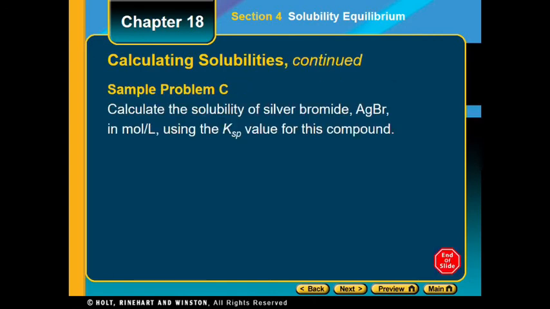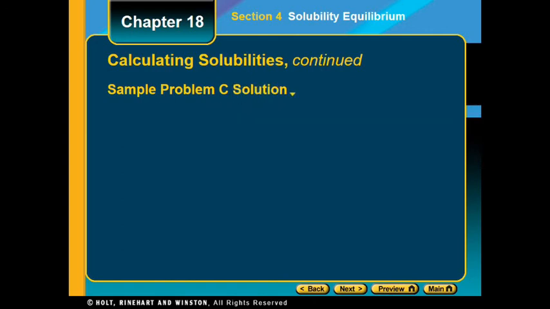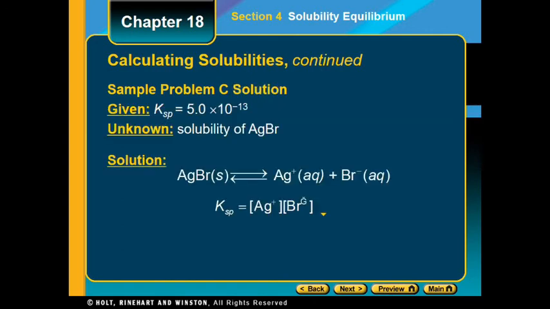So, another sample problem here. Calculate the solubility of silver bromide in moles per liter using the KSP value for this compound. You could go look at the KSP value in the chart for silver bromide. There is the breakdown of silver bromide. All the coefficients are 1, 1, and 1.